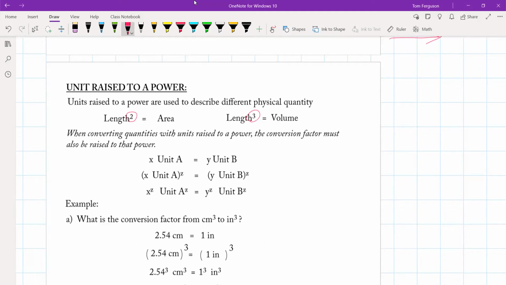So if 12 inches is in 1 foot, how many inches are in a square foot? Well, that is 12 squared, or 144 square inches in 1 square foot.